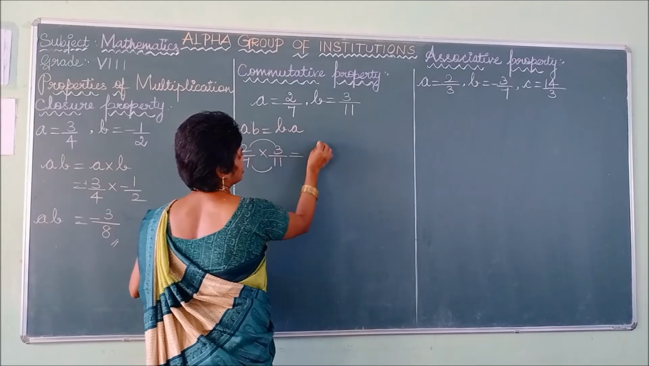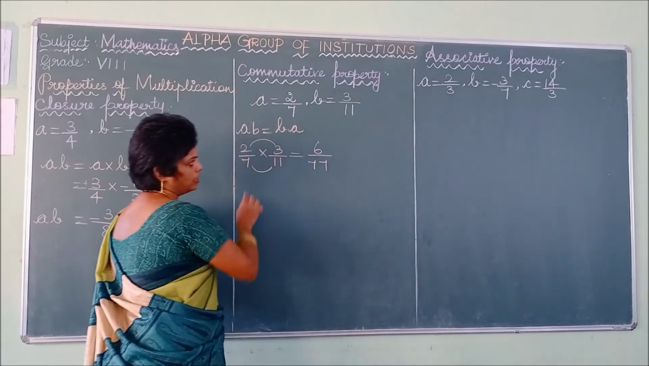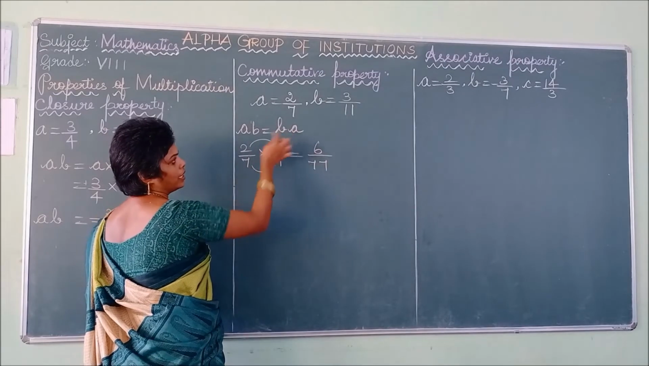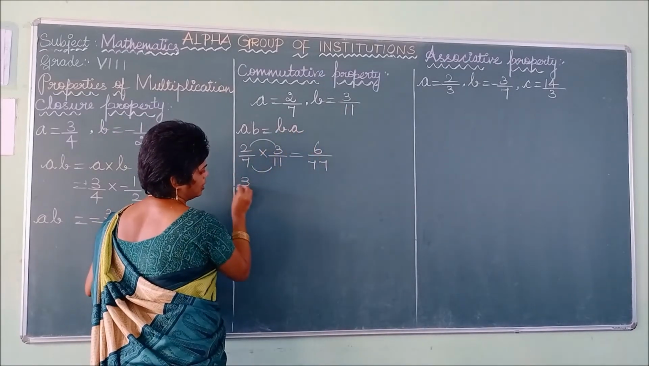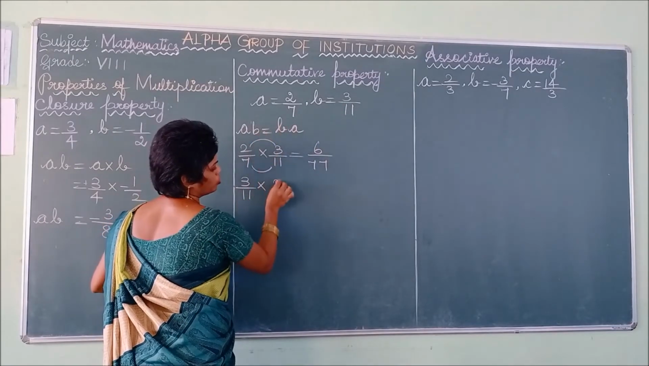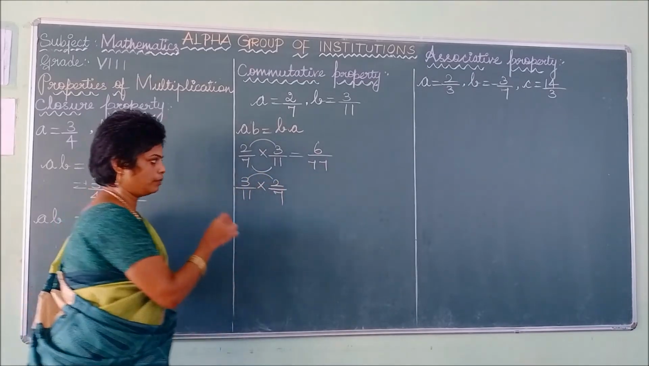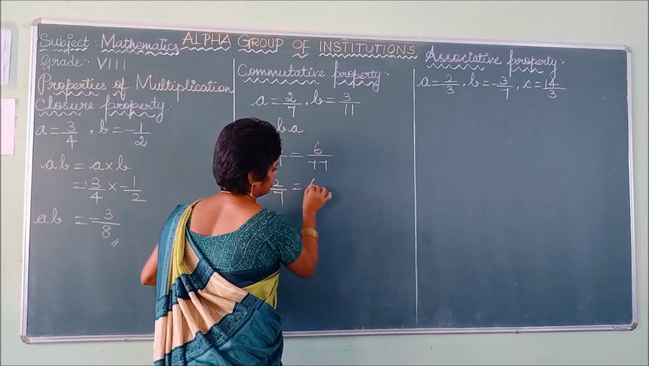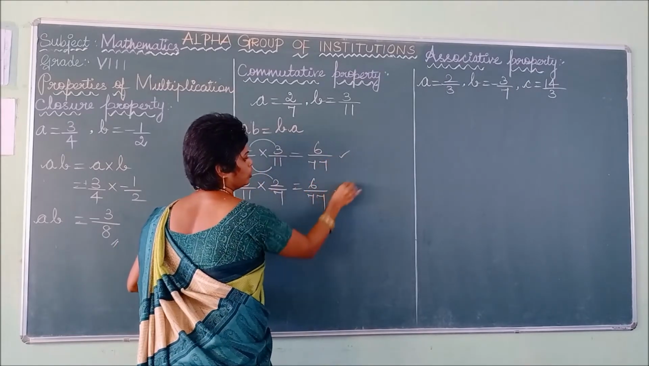So 2 3s are 6, 7 into 11 is 77. This is our left hand side. What is the right hand side? B into A. What is the value of B? 3 by 11 into A, whose value is 2 by 7. Multiply the numerators and multiply the denominators. So numerator 6, denominator 77. Now check both are equal.